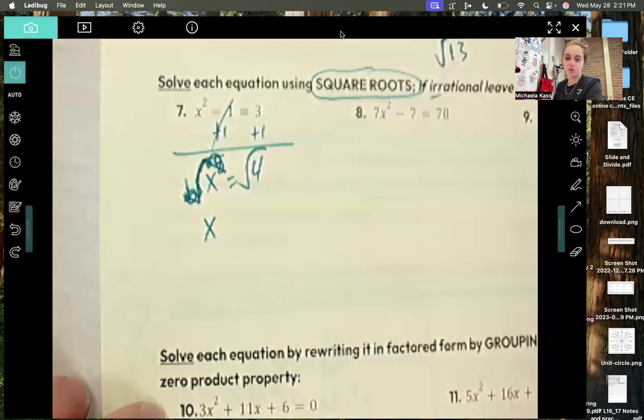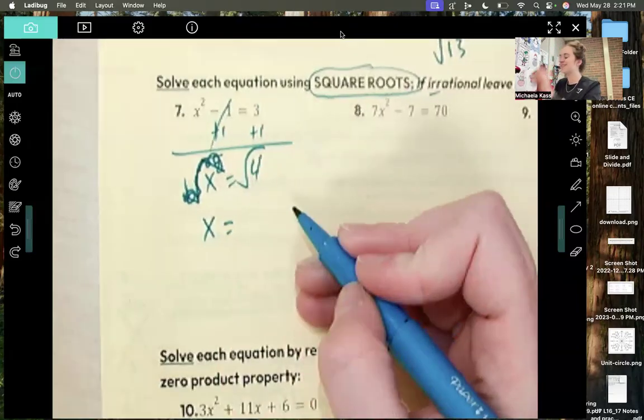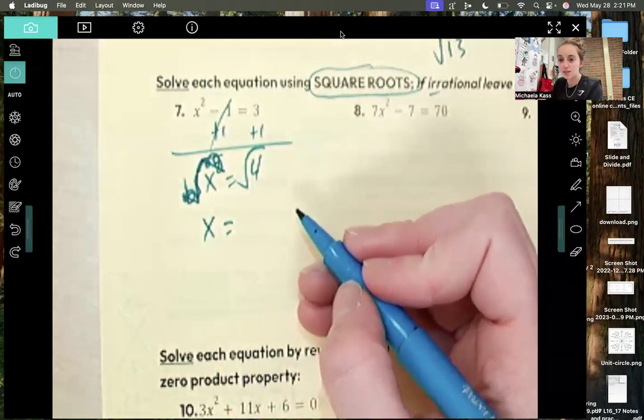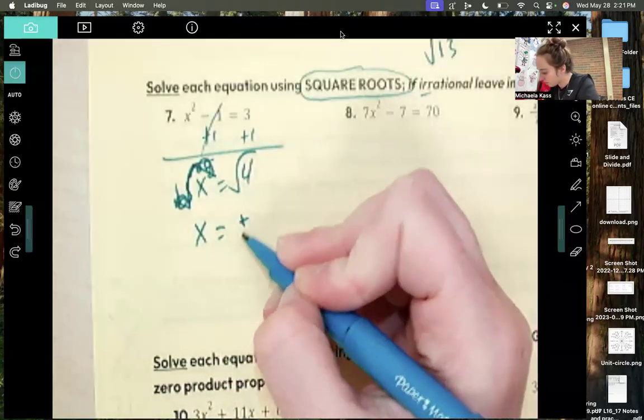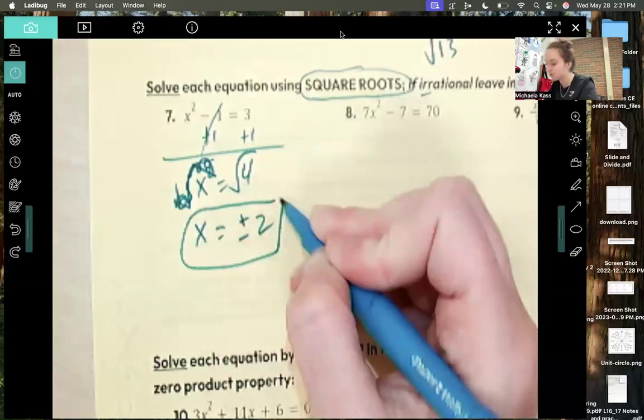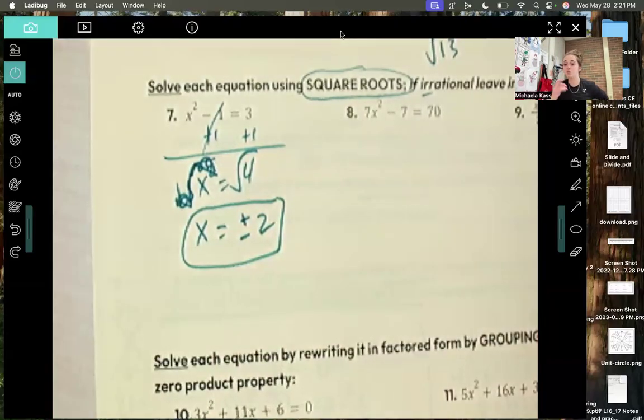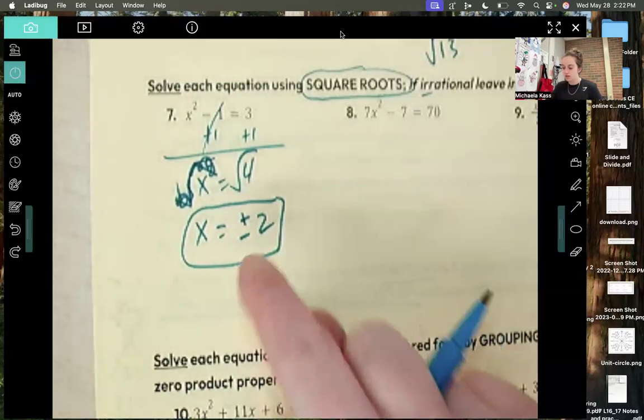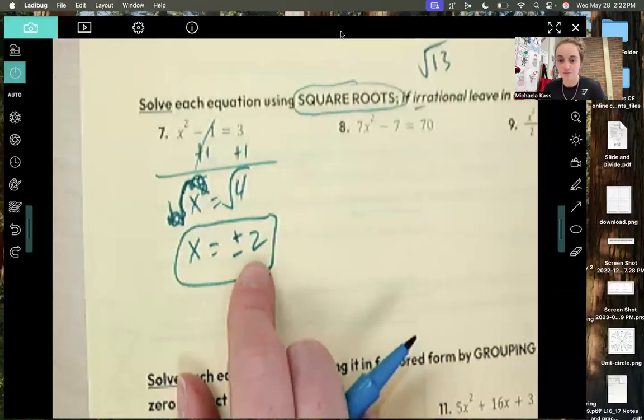Square root. What is the square root of 4? Don't just say 2. 2 is incorrect. You have to say plus or minus 2. That is the correct answer. Okay? And that's because 2 times 2 is 4, but negative 2 times negative 2 is also 4. Okay? So you cannot forget that. Please remember that for your test.